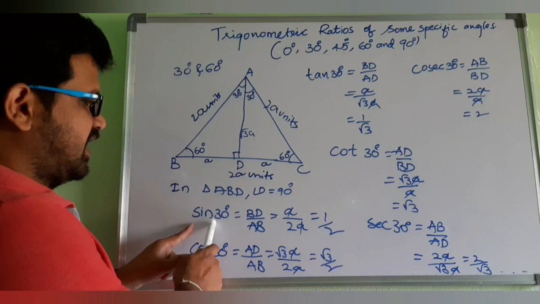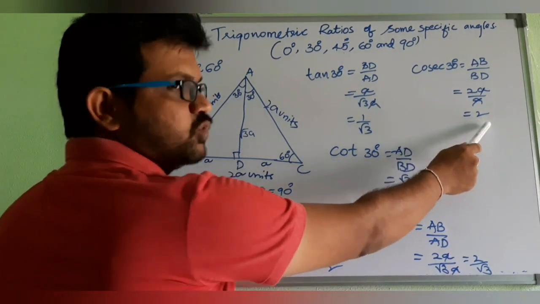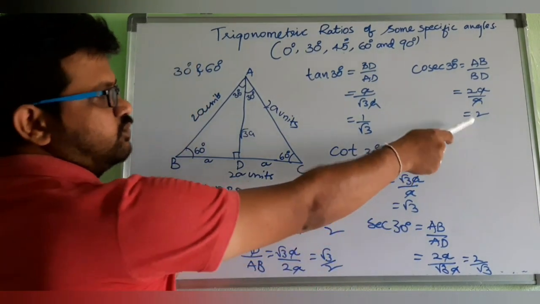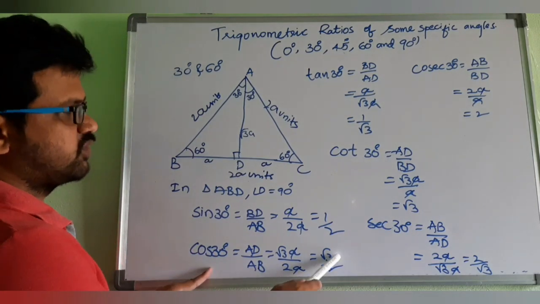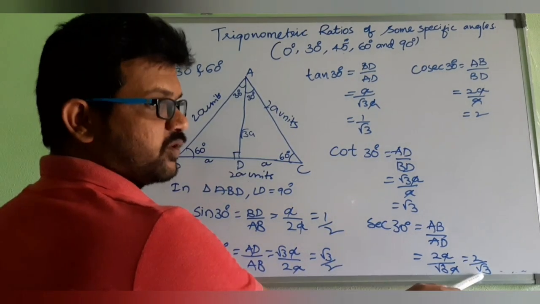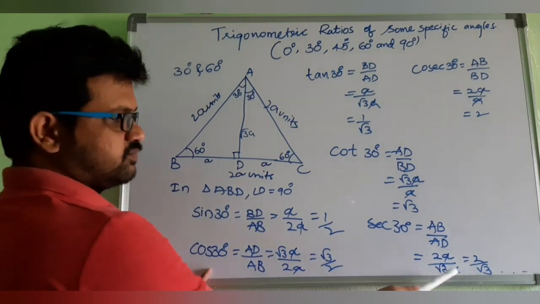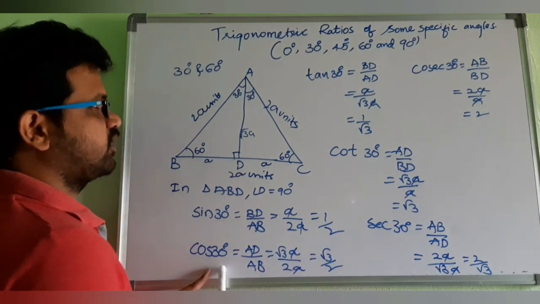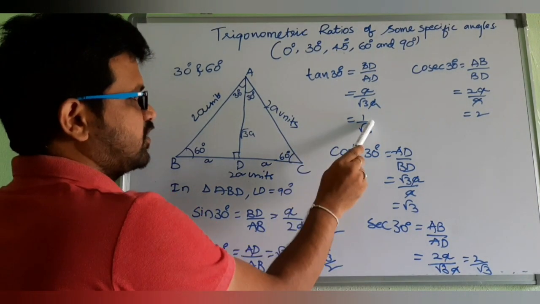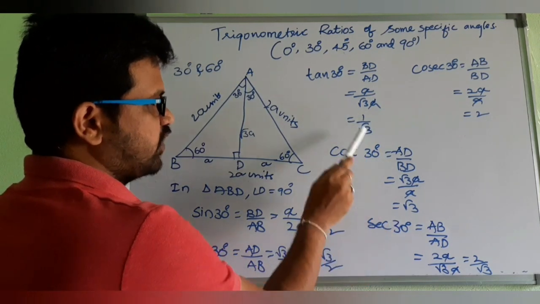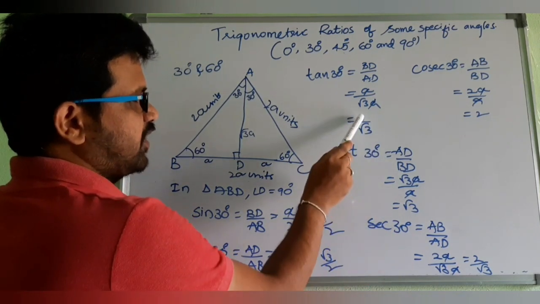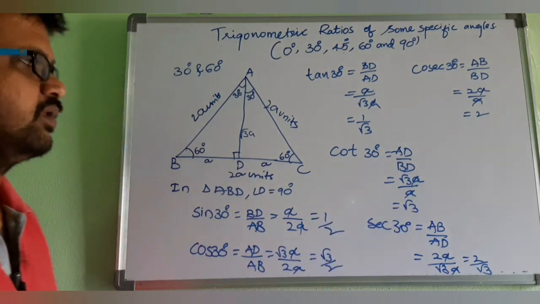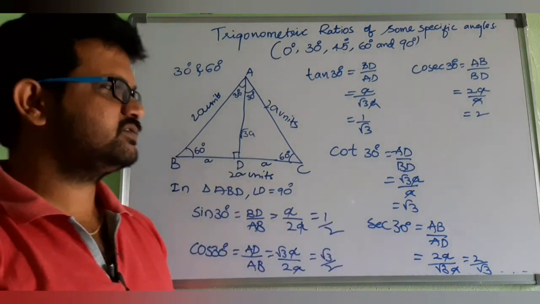See here, sin 30 is 1 by 2, cosec 30 is 2, reciprocal of 1 by 2 is 2, and cos 30 degrees is root 3 by 2. What about secant 30 degrees? 2 by root 3, reciprocal of cos. Secant is the reciprocal of cos. Tan 30 degrees is 1 by root 3, so cot 30 degrees is root 3, reciprocal. See here, 1 by root 3 and root 3 both are reciprocal. Okay, so note down this.